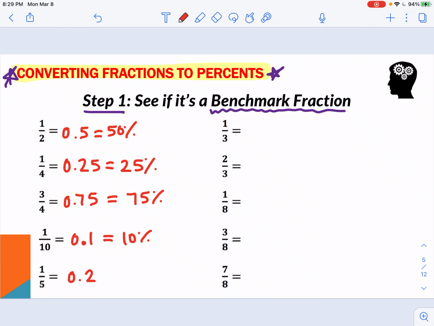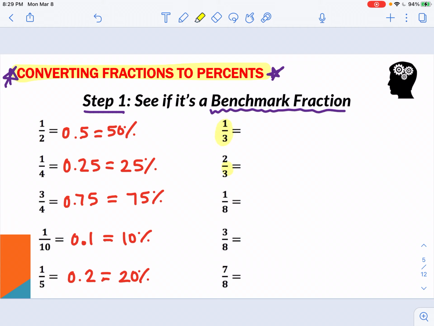Good, 0.2, which is 20%. All right, now we're going to get to 5 trickier ones. Hopefully the ones on the left we really did know already, kind of from our previous experience in different grade levels. But let's look at some of these trickier ones.